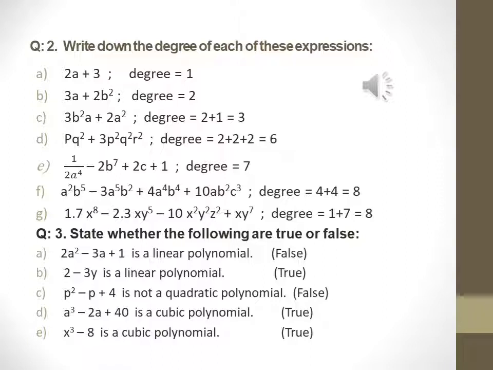In part A, the given statement is 2a square minus 3a plus 1 is a linear polynomial. It is not a linear polynomial. It is a quadratic polynomial. So the given statement is false. Part B, 2 minus 3y is a linear polynomial. Correct. It is true because the degree of this polynomial is 1.